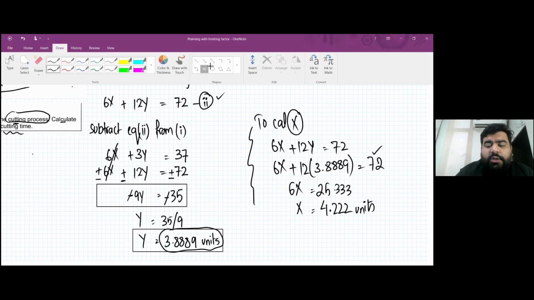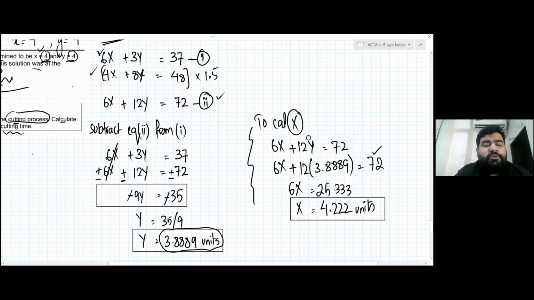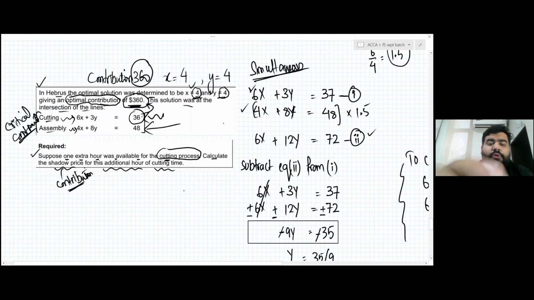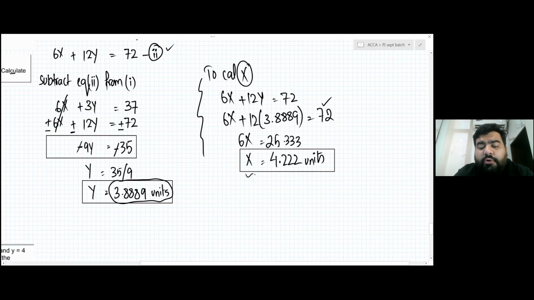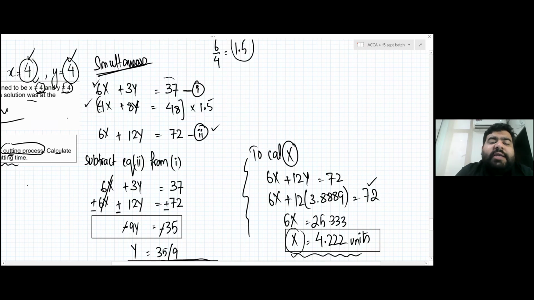Now divided by 6, the number of units of x will be 4.222 units. If you see the old scenario, the number of units of x and y that we had calculated were 4 and 4 for both x and y. But here you have calculated the number of units of x and y according to an increase of 1 unit of the cutting process.